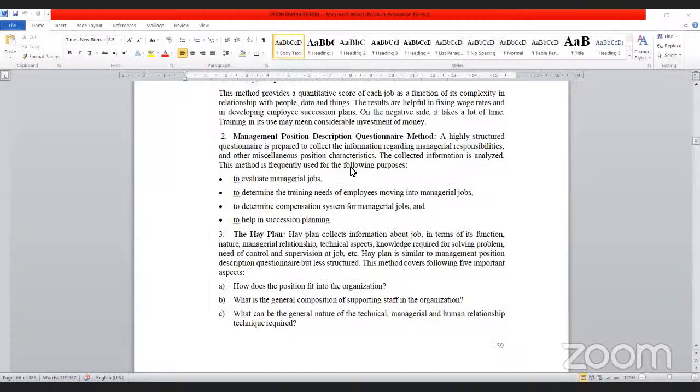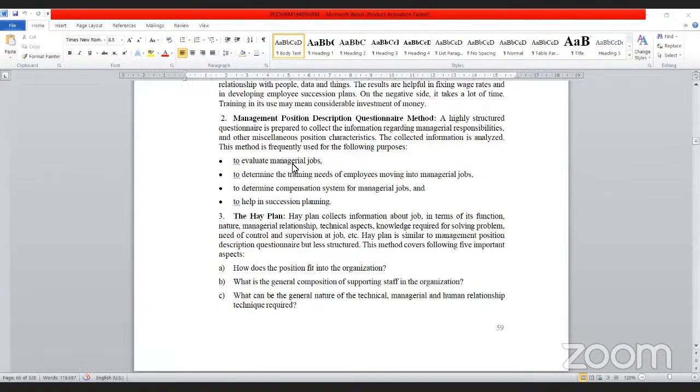Then management position description. Management position description questionnaire method, which is highly structured. So this questionnaire is prepared to collect the information regarding managerial responsibilities and other miscellaneous position characteristics. The collected information is analyzed.